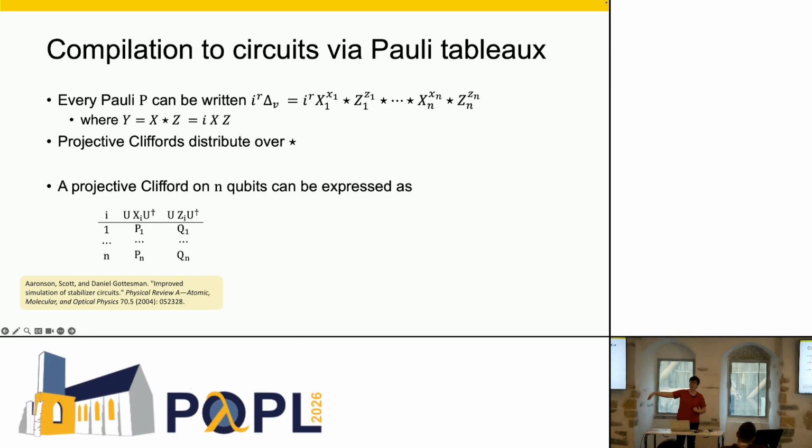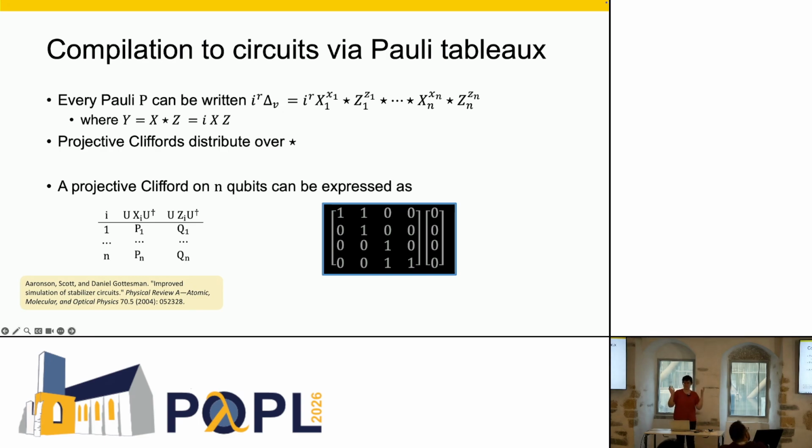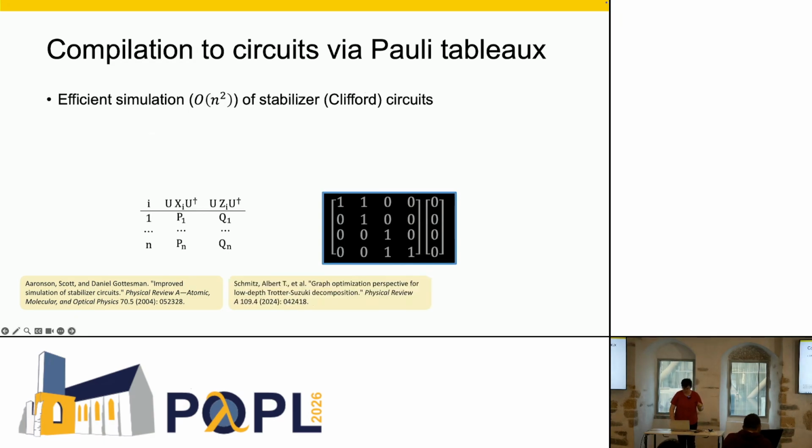This chart has 2n entries. And often you'll see Pauli tableaux written out actually as bit encodings. Okay. So this is an efficient representation of projective Cliffords, right? The size is on the order of n squared. And in fact, it also enables efficient simulation of Clifford circuits.